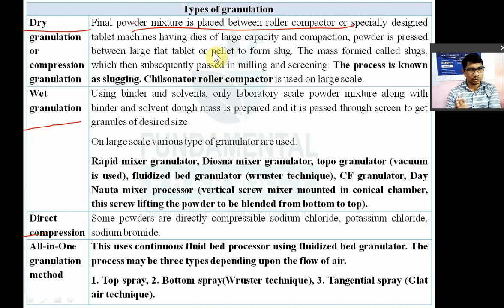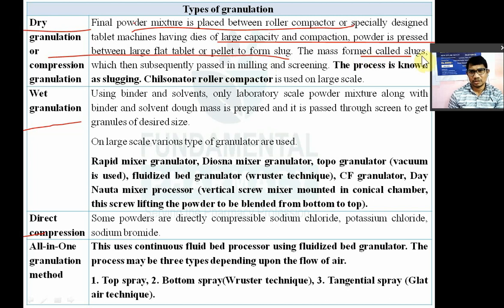You have to make a large size tablet, and then you have to break down that tablet into small granules. A final powder mixture is placed between a roller mill or a specially designed tableting machine having dies of large capacity. Powder is pressed between flat tablets or pellets to form a slug. Whatever large size tablet you get is known as a slug. The mass that is formed is known as a slug.